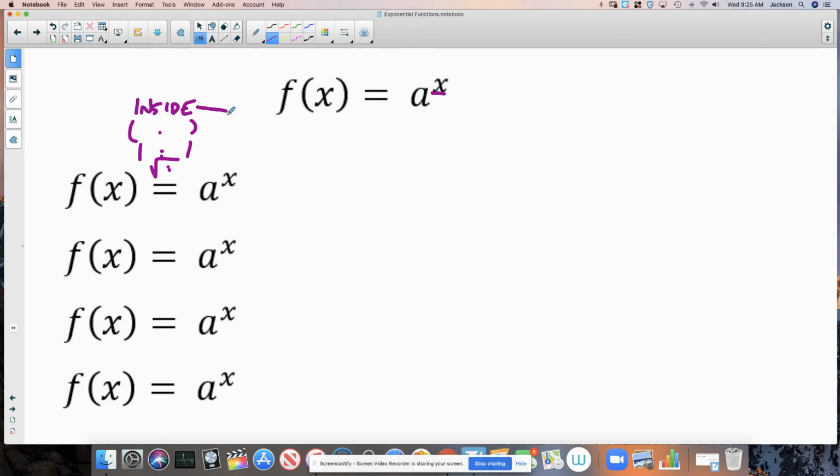Now, when we talk about inside, we're talking about what's happening up here. Okay. And you're not going to see these parentheses. So the quote unquote inside transformations occur at the exponential level. The outside transformations occur on what we would call the base level. Okay. So let's start with one of these horizontal transformations.